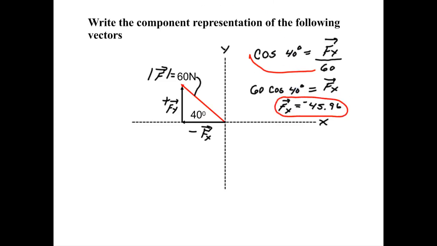Now let's go to the y, how to calculate the y. The angle here is coming off the x-axis, so we're going to say the sine of 40 degrees is equal to opposite over hypotenuse. Again, bring that up like we did before. 60 times the sine of 40 degrees is equal to FY. We run the calculator, 60 times the sine of 40 degrees, and we're going to get 38.57.